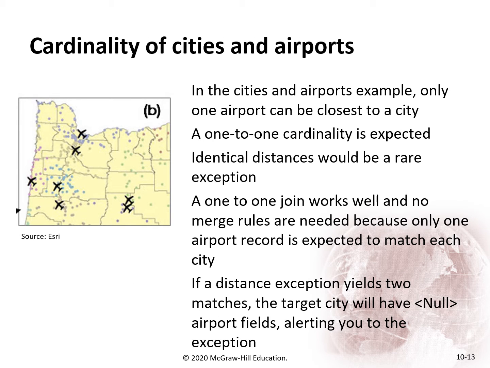Cities and airports is a great example. In the cities and airport example, only one airport can be closest to a city. So that's one-to-one cardinality. Is expected. Identical distances would be a really rare exception. A one-to-one join works well, and no merge rules are needed or anything because that's all there is.